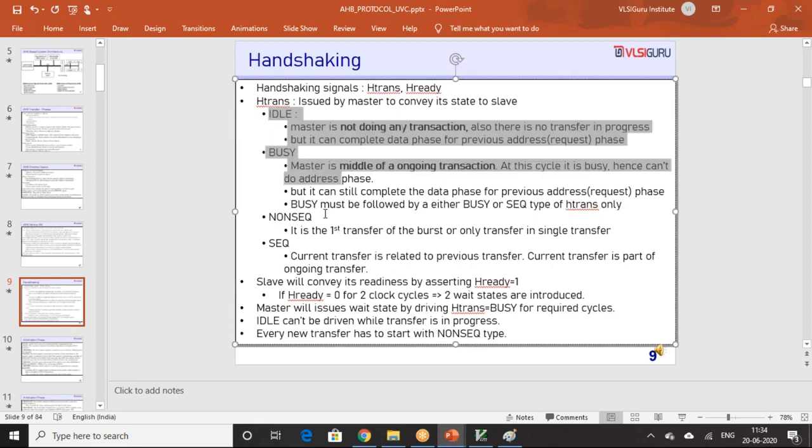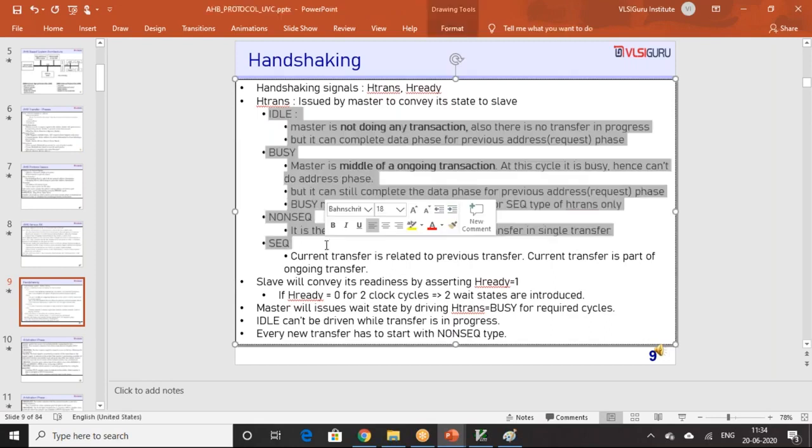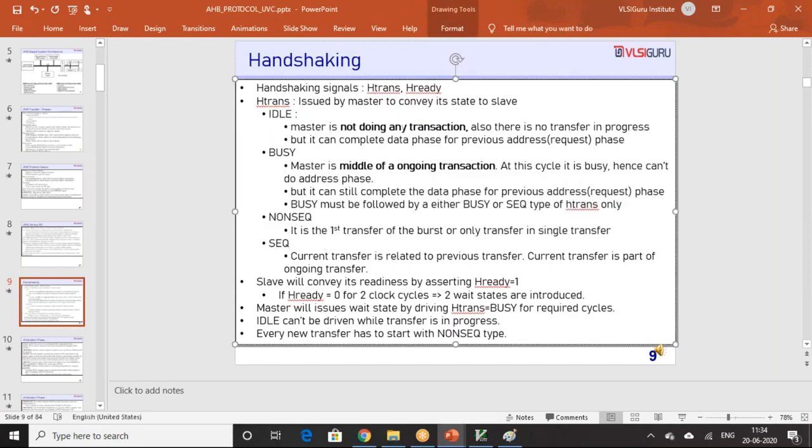So whose state is it? Is it the state of a master or slave? Can someone tell me? When I say idle, busy, non-sequential, sequential, whose state is it? Is it the master state or slave state? Slave, sir. It is the master state. I don't know how you don't even focus in the session. It is issued by the master to convey its state to the slave.